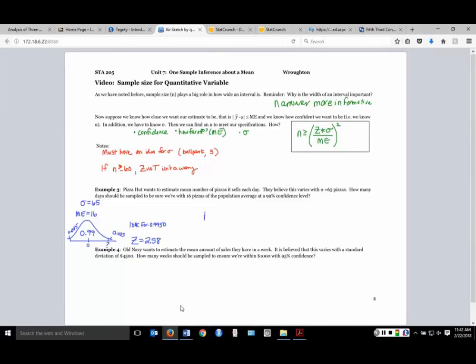So once I have it, I have all of my numbers to plug into my formula. My z is 2.58. My standard deviation is 65. My margin of error is 16. And this gives me 109.86. Remember, we can't sample only part of a day, so I'm going to round this up to 110 days.